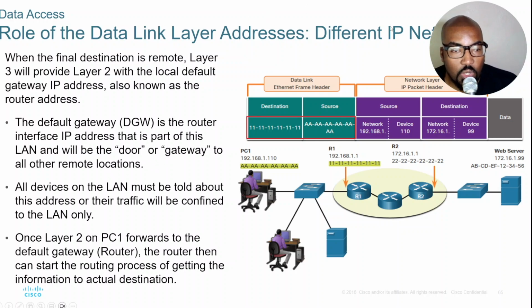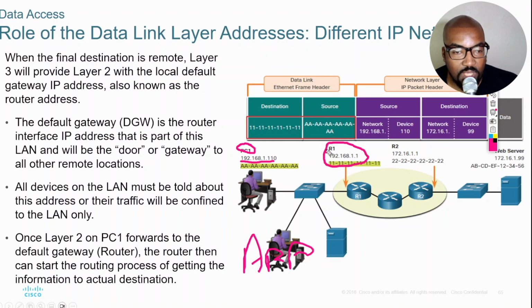Okay, so let's take a look at this graphic here. And obviously we can see, let me pull out my magic pen here. As you can see, PC1 is on 192.168.1.110. That's the IP address. And take note, the router is also on the same subnet, 192.168.1, and it has a host bit of .1, so everything here is a network portion. But you see that these IP addresses are different.